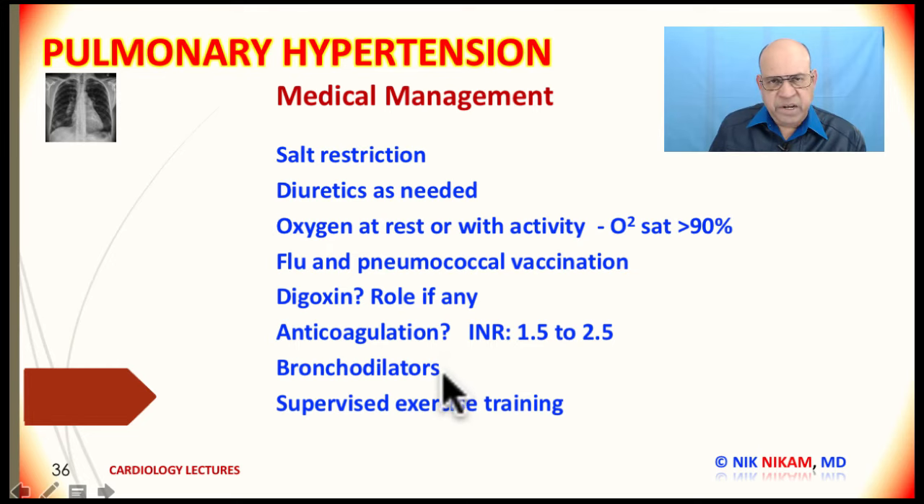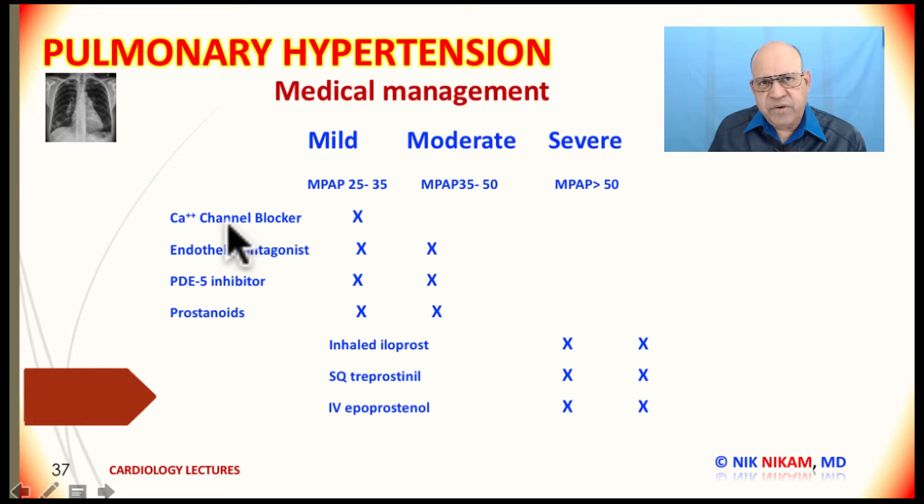Bronchodilators are of very limited value in patients with pulmonary arterial hypertension, but they may be the main drugs that we use in patients with chronic obstructive lung disease, chronic bronchitis, or asthma. All of these patients should be enrolled in a supervised exercise training. Now, there are various classes of drugs available for managing patients with pulmonary arterial hypertension. They include calcium channel blockers such as diltiazem, endothelin antagonists, phosphodiesterase inhibitors, and prostanoids.